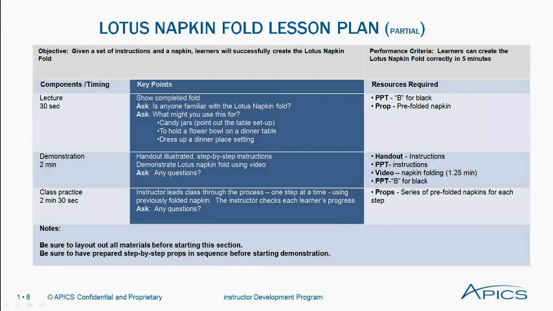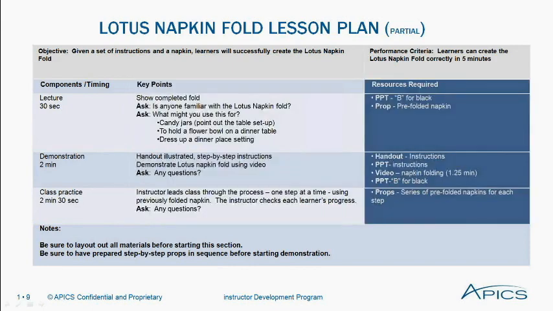Key points. These are specific points for each component. In our example, we list the high-level points to be made with each component and some questions to ask to gauge the learner's existing knowledge of the subject. Resources required. This may seem unimportant, but if you are rushed to get ready for a class and you have already prepared this checklist, then the chances of forgetting key materials or not setting up an activity correctly are greatly diminished.